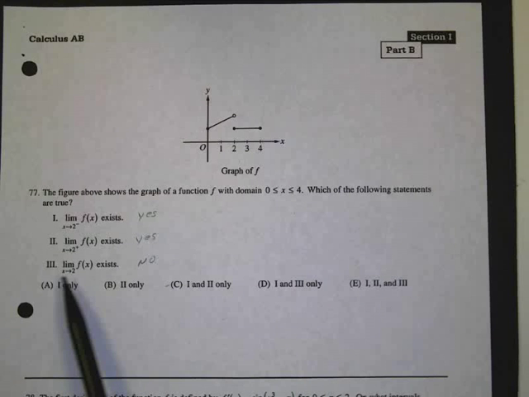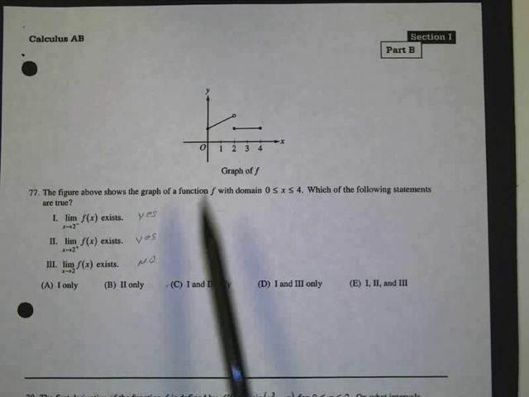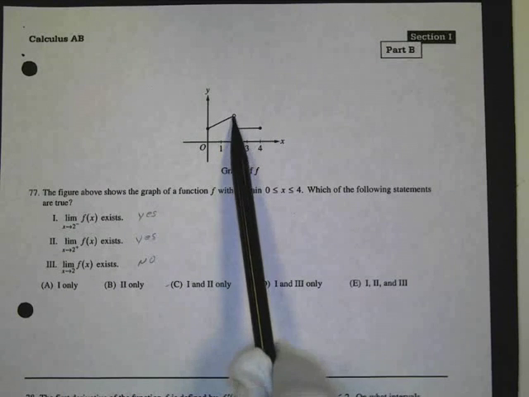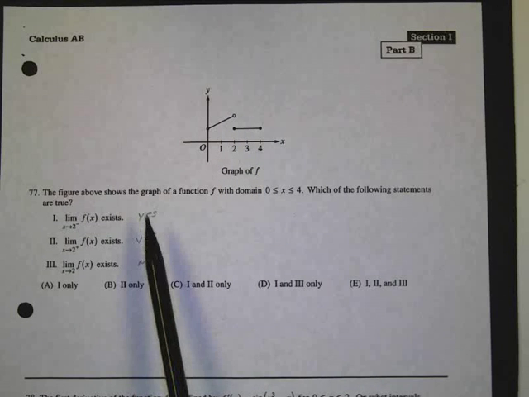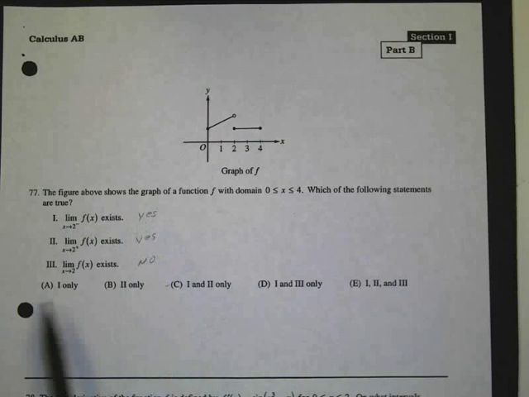Does the limit as x approaches 2 exist? No, because the left limit has to equal the right limit, and those aren't the same. So just 1 and 2 are true, so 1 and 2 would be letter C. It's a good limit question there. Hope that makes sense.